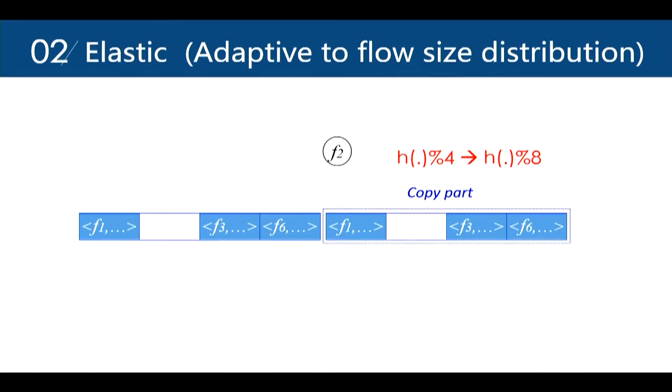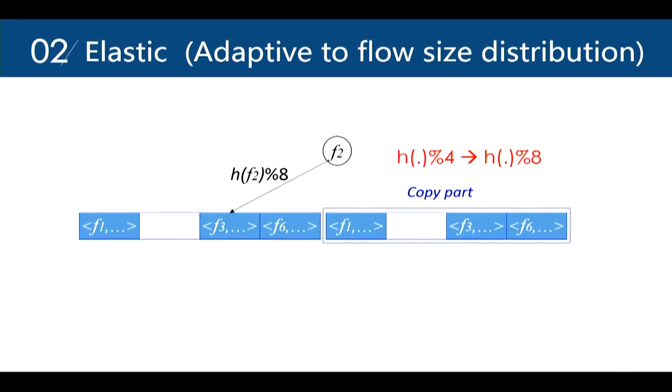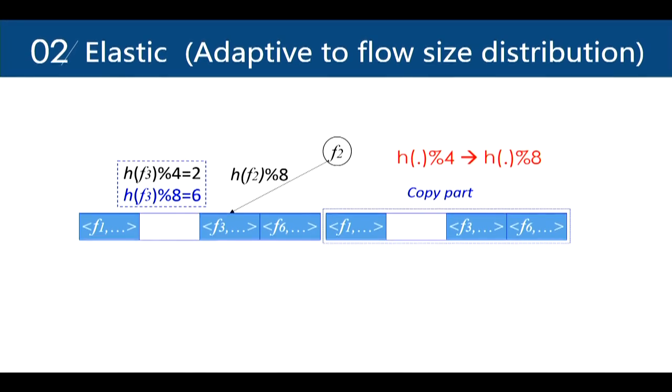We propose a lazy elimination. For example, we want to insert a flow F2. It is mapped to the third bucket. Then we check whether F3 should be in the bucket. We just calculate the hash function, modulo 8, not modulo 4. And we found the remainder is 6 rather than 4. Therefore, F3 is a redundant cell. Therefore, we delete it and insert F2 here.